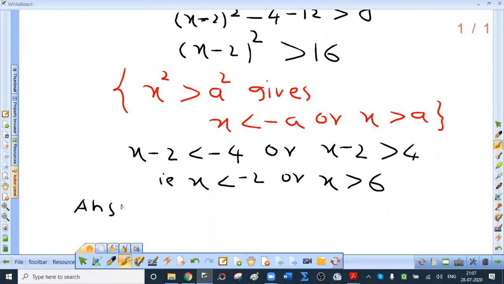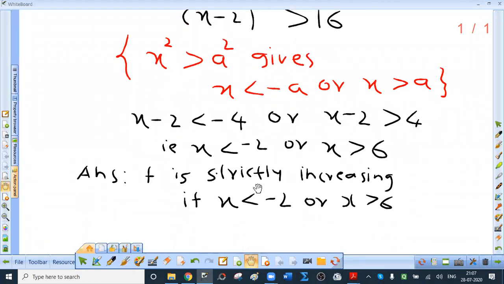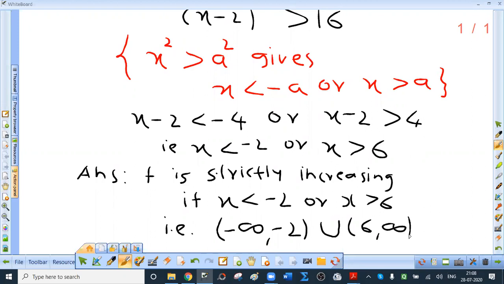So I can say f is strictly increasing if x is less than minus 2 or x is greater than 6. In fact, I can write this using interval notation, that is open interval minus infinity minus 2 union open interval 6 infinity. Do you agree with me?